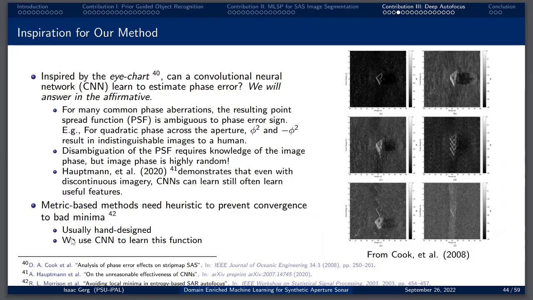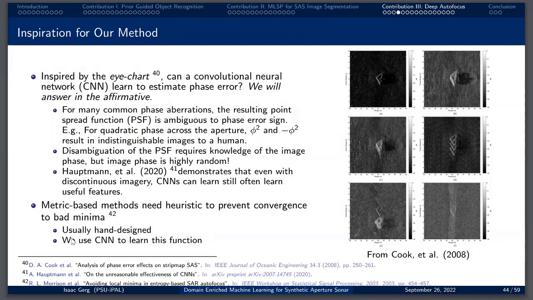And so originally I thought, that's going to be game over. But this interesting paper came out from Jonas Adler and Andrea Hoffman, where they showed that even when you have really discontinuous imagery, CNNs can often still learn useful features. So this motivated me to continue down this path of trying to do this, and I'll show some good results from this.